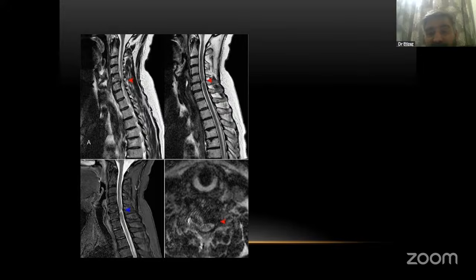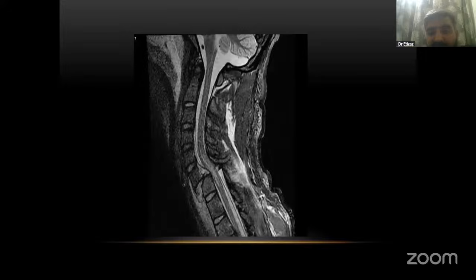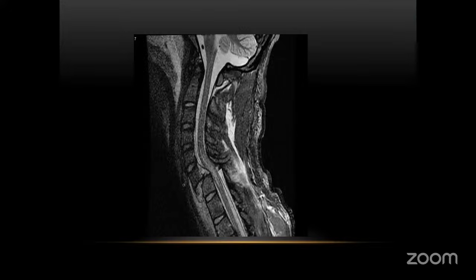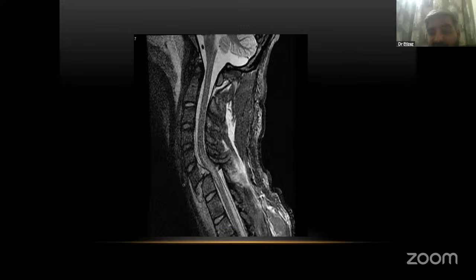What are locked facets? Look at here. There is a subluxation. Okay, 2, 3, 4, 5, 6, 7. At C6-7 there is a subluxation. So what is the mechanism of injury in this patient? Axial loading and hyperflexion, sir. Axial loading and hyperflexion. Why hyperflexion?